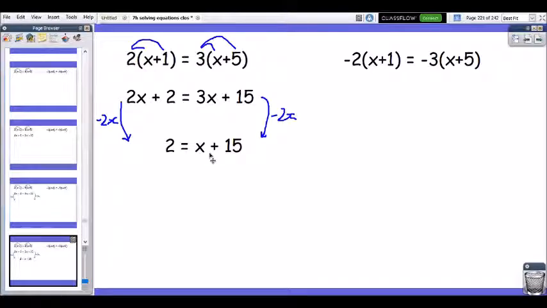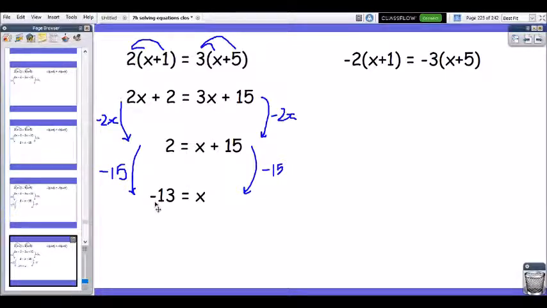Use balancing. How do I get rid of this positive 15? I just want x on its own, but that positive 15 is in the way. Well, to get rid of a positive 15, I need to subtract 15 from both sides. So 2 take away 15 gives me minus 13. This is my solution.